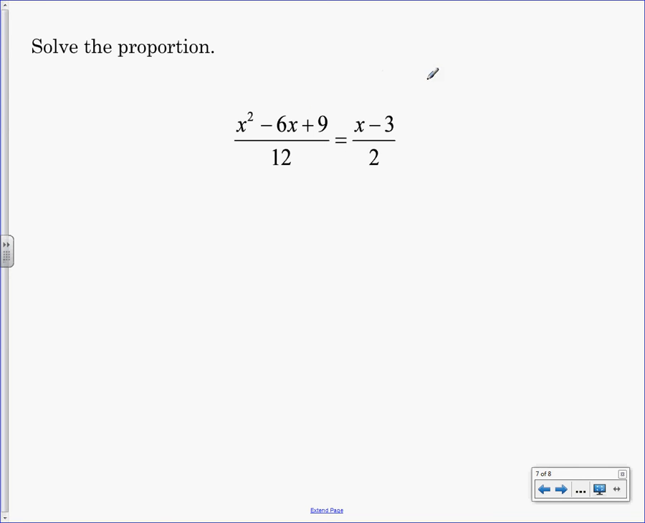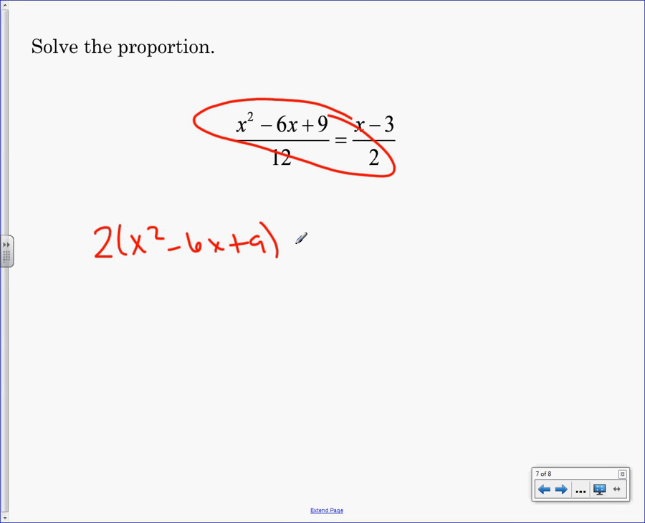So I have a fraction equal to a fraction. Whenever that happens in any math class, typically, you would cross multiply: take this times this, and set it equal to this times this. I'm going to take 2 times x squared minus 6x plus 9 in a moment equals 12 times x minus 3. I typically don't do the math first. I write down what I want to do first, and then I do it later.